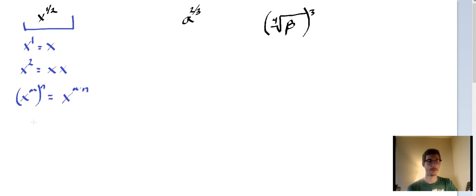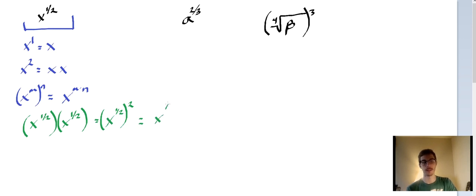So let's suppose, for instance, I have x to the 1/2 times x to the 1/2. That's going to be x to the 1/2 squared, which is equal to x to the 1/2 times 2. 1/2 times 2 is equal to 1, so we've got x to the 1.